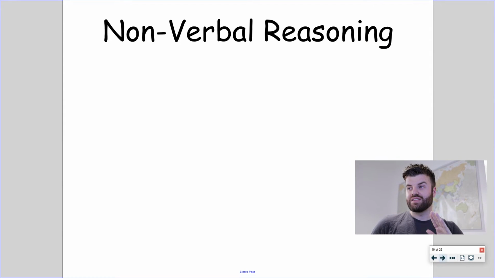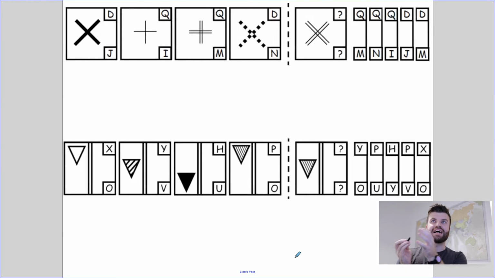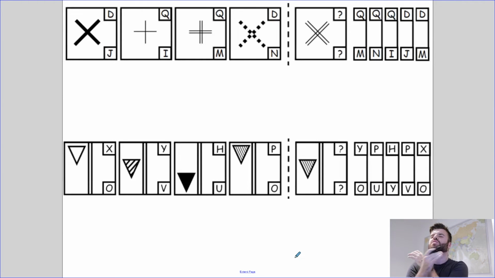So the first type of question we've got are classic code questions. We've done these so much on our Facebook page, on our YouTube page. I'm going to go over these really quickly. So for these questions, we look at the top letters first. What's the same and what's different? We have Q and Q. What's the same about those shapes? Well, Q must mean that we have a plus sign. So Q equals plus. Okay, D is also the same.